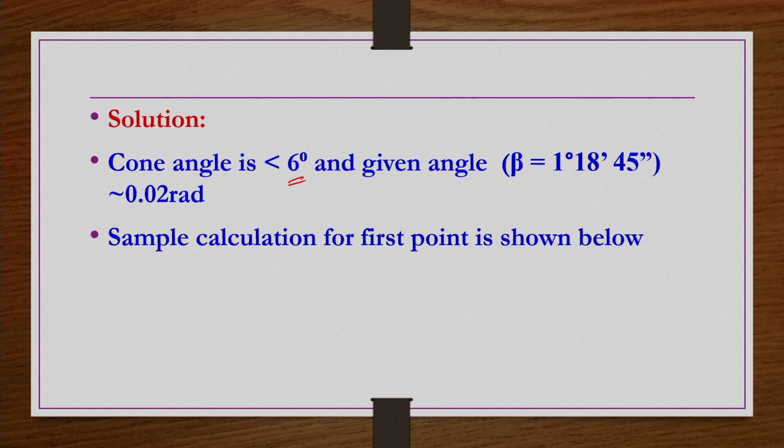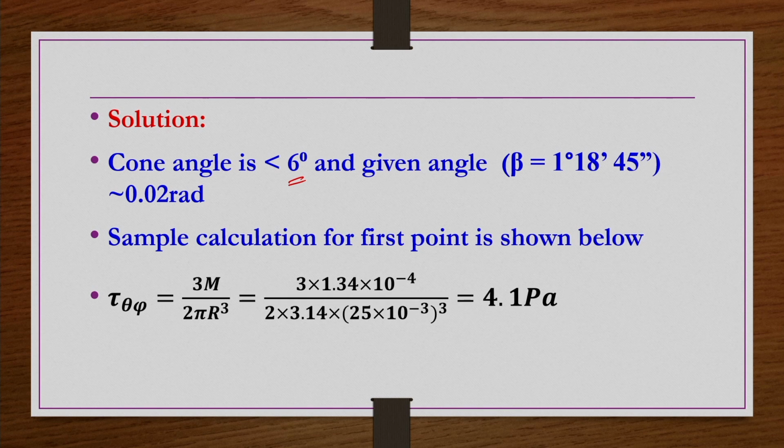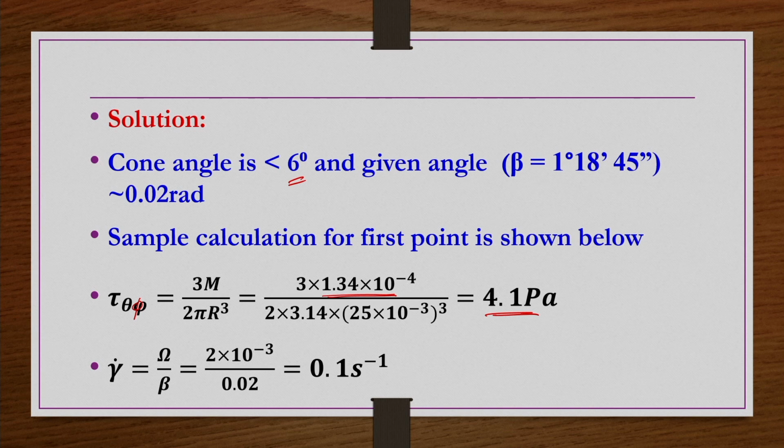For the first data point, τ_θφ is nothing but 3M by 2 pi R cubed. M for the first data point is 1.34 times 10 to the power minus 4 Newton meters, and R is 25 mm. So we get 4.1 pascals. Similarly, shear rate is omega by beta, because beta is very small. For the first data point, omega is 2 times 10 to the power minus 3 and beta is 0.02 radian. So gamma dot is 0.1 per second.